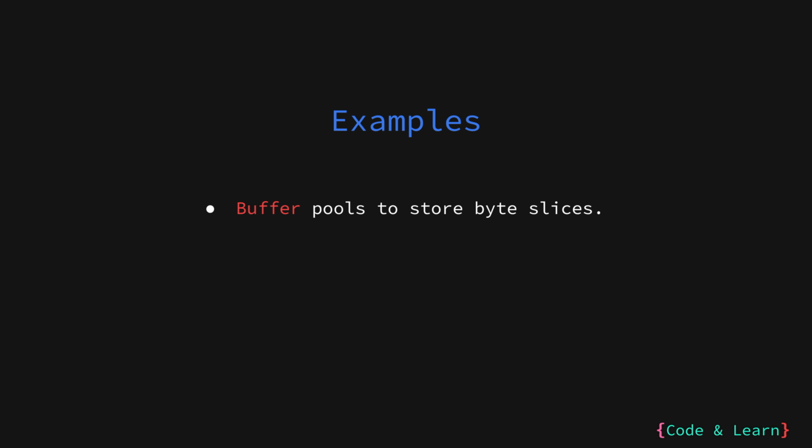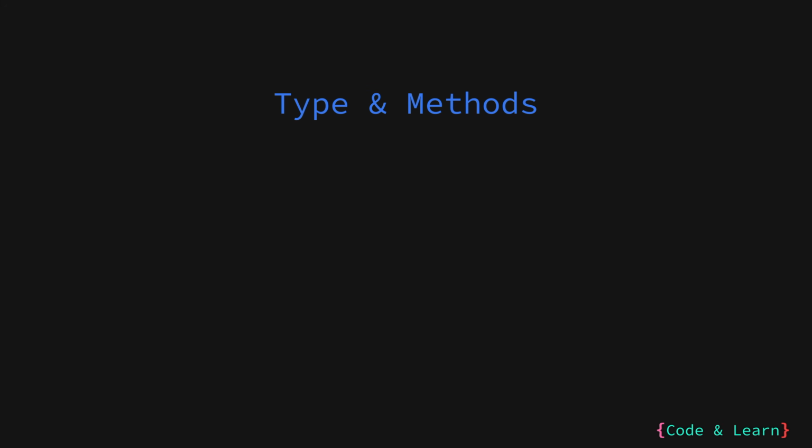An example of a pool could be a BufferPool, which would be a pool of byte slices for temporary data storage that can be efficient when working with a lot of data. Then we have another common example, which is for database or network connection, where a pool can be used to manage resources effectively. Now let us look at the type and the methods associated with pool.